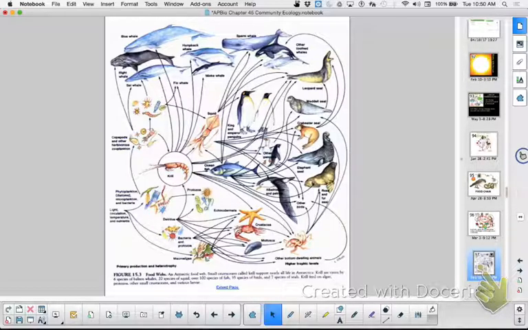When they talk, they'll give you the information on community stability, and they'll say, what happens if this occurs? What happens if this occurs? Could you predict what would happen next?